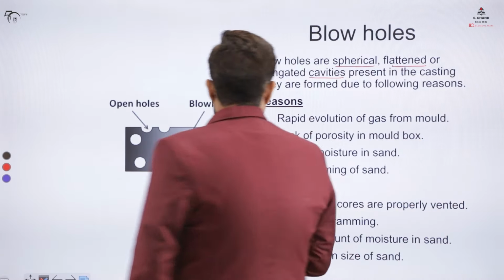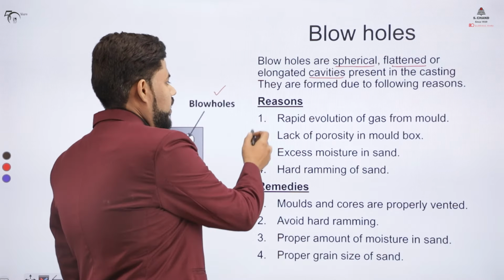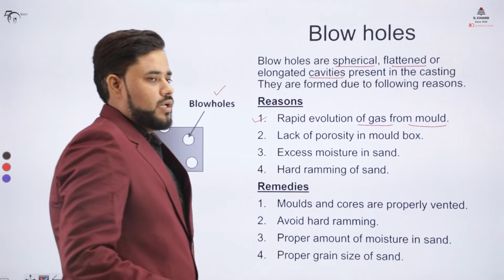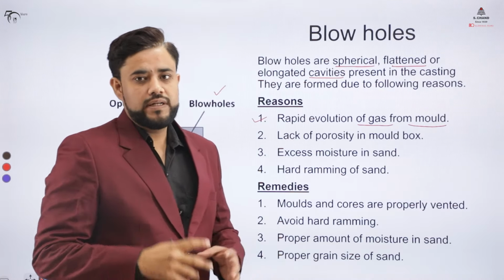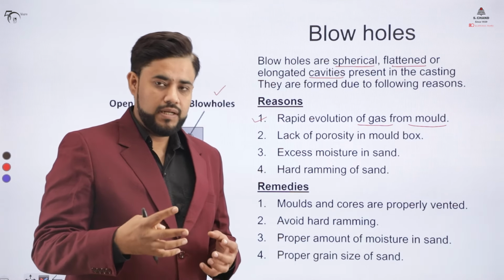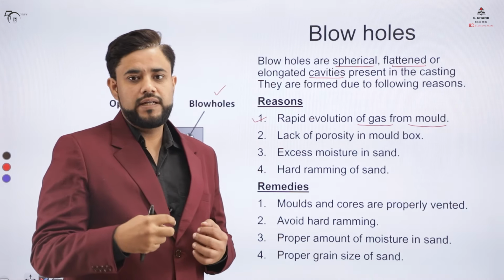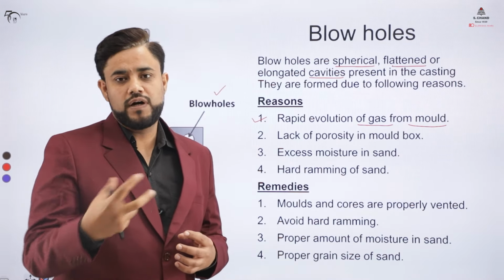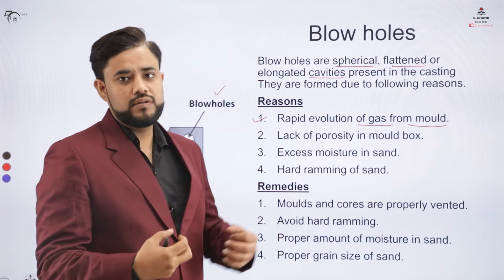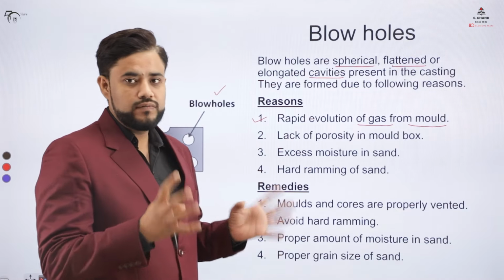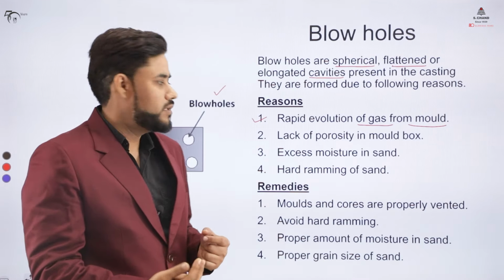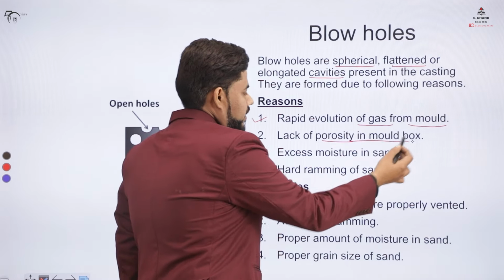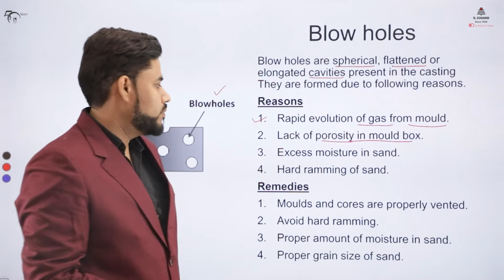The probable reasons for these blowholes would be the rapid evolution of gas from the mold. There would be certain reactions when the metal is poured inside that cavity, and if the gases do not get sufficient space to move out, then those gases would be trapped on the surface. So because of that trapping, a hole would be created on the surface. Another reason could be a lack of porosity in the mold box.